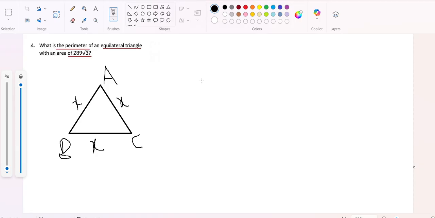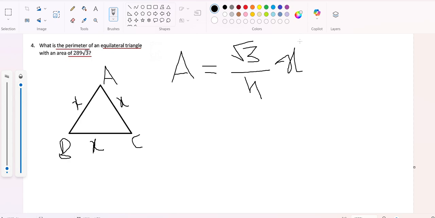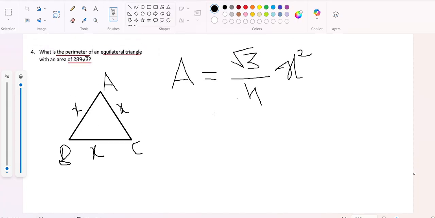Now we have the simple formula of an equilateral triangle, which is root 3 by 4 a square. So area of an equilateral triangle equals, we'll directly write here, root 3 upon 4 x square. Because we have considered x as the side, this is also known as side x.